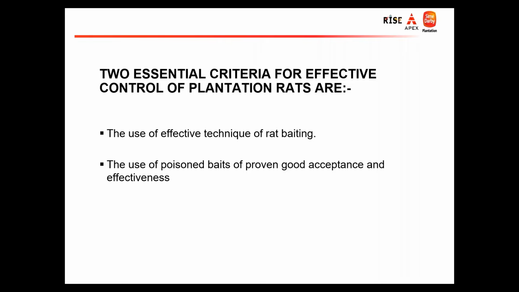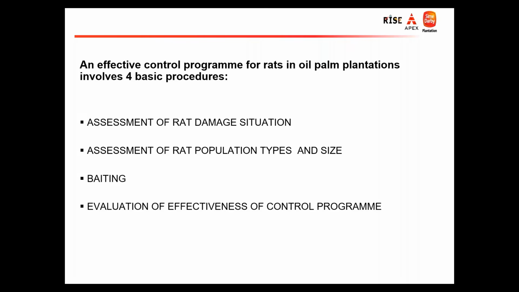Okay, so next slide. An effective program for rat control in oil palm plantation involves four basic procedures. First, the quantitative assessment of rat damage is important. Then the assessment of the rat species composition and also the population size is important, because the species and the size determine the amount of bait that you're going to use.